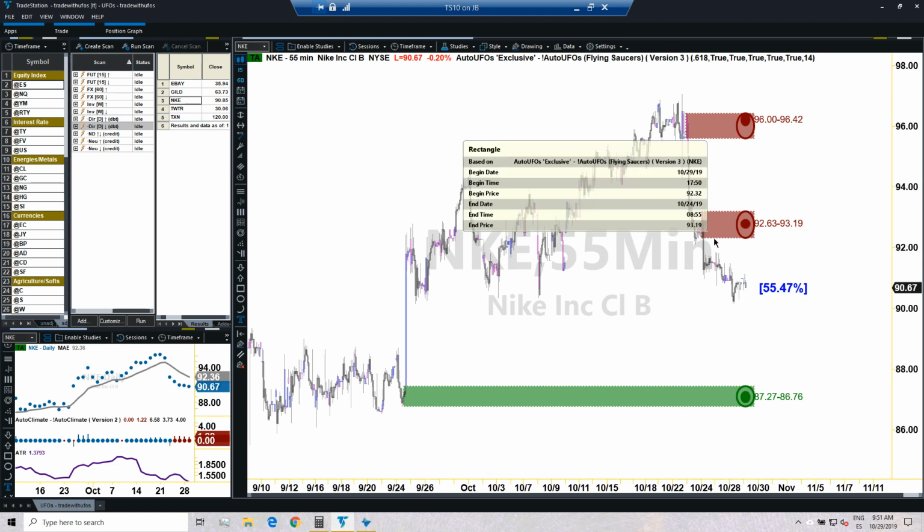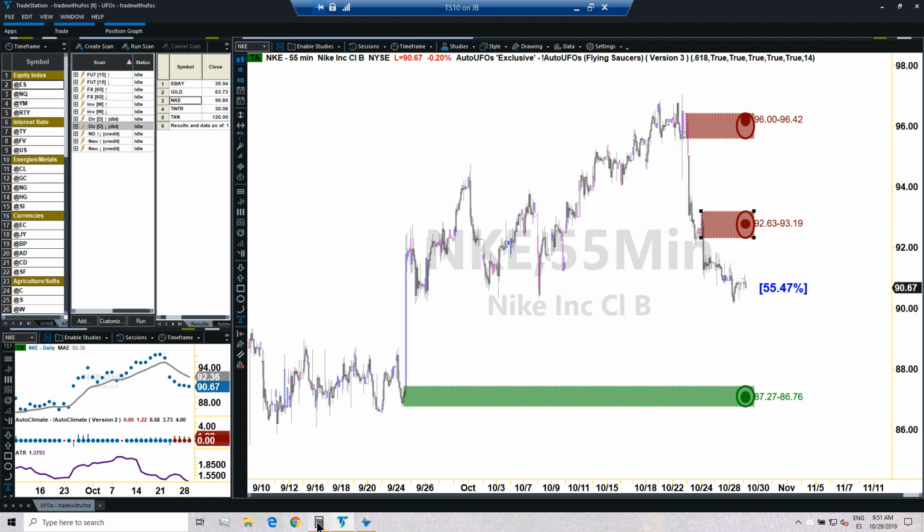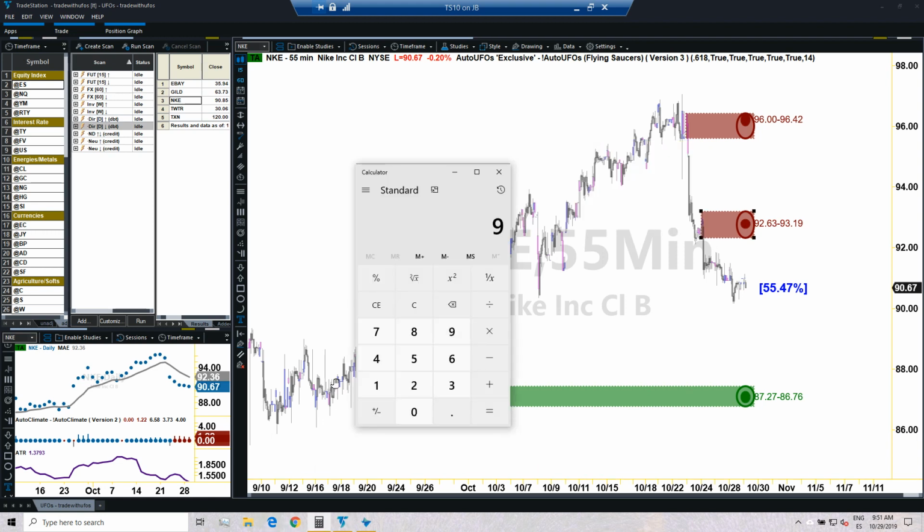Okay, so our entry here is going to be 92.32. I'm now calculating the time to target. We said the target would be located at 84.83, I just said that a minute ago. So we are talking about a $7.49 move. It's not 8, it's 7.49.